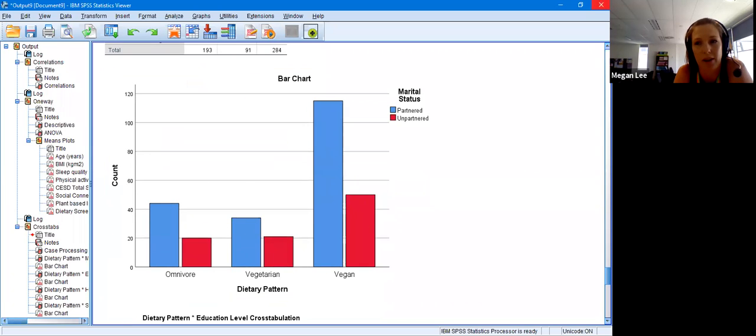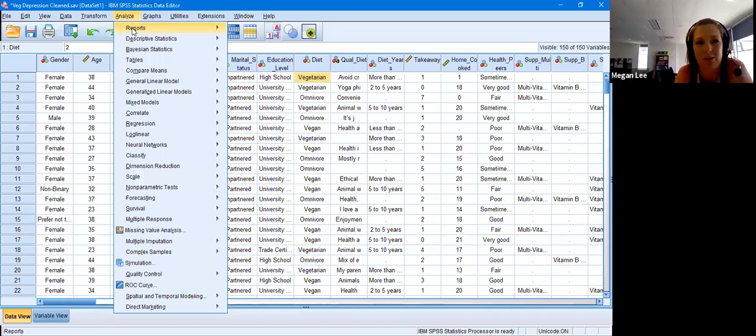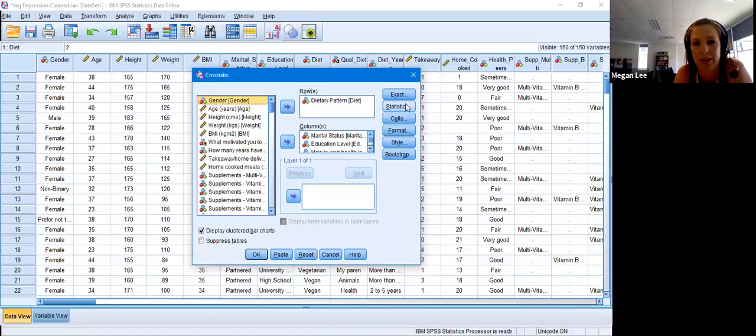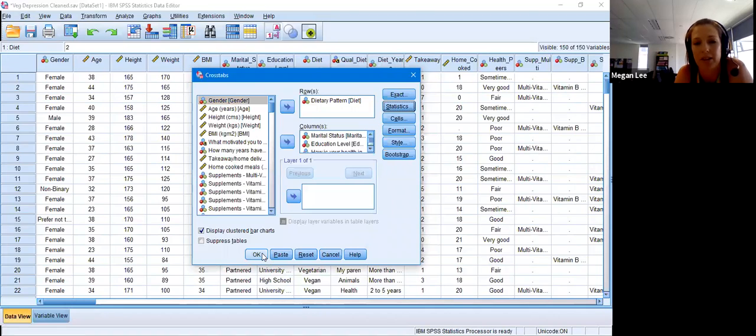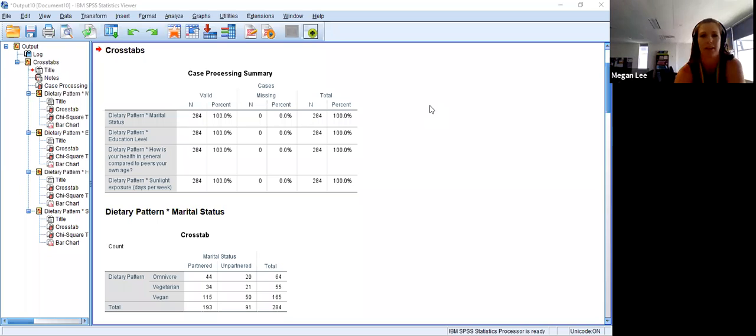I'm just going to go back quickly because I forgot to ask for the significance levels. If you make a mistake, it's really easy because SPSS has remembered what you did last, so we don't have to do it all again. I just have to make sure I go into statistics and ask for our chi-squared statistic. That'll tell us if the relationships or the differences are significant.